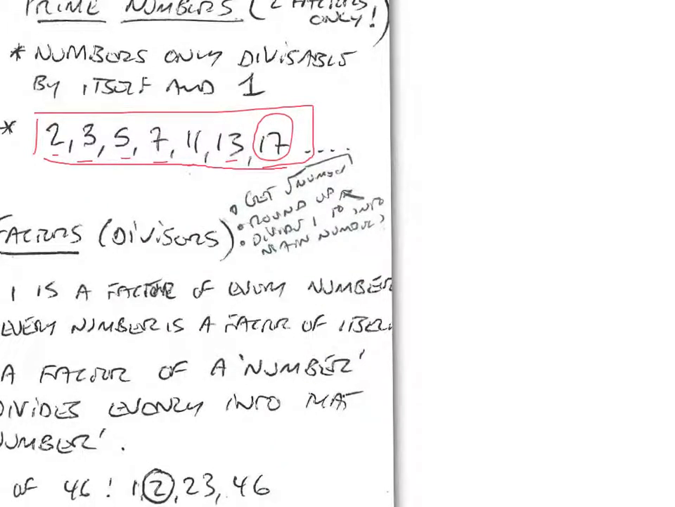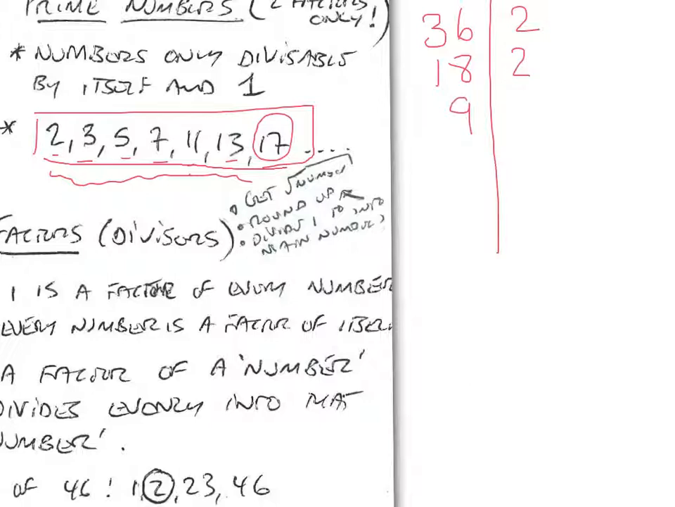Sometimes we're asked to express a number in terms of its prime factors. So let's express the number 36 in terms of its prime factors. This means that we're looking at this list of prime numbers and dividing them into 36 to see if they go evenly. So 2 goes into 36 18 times, and 2 goes into 18 9 times.